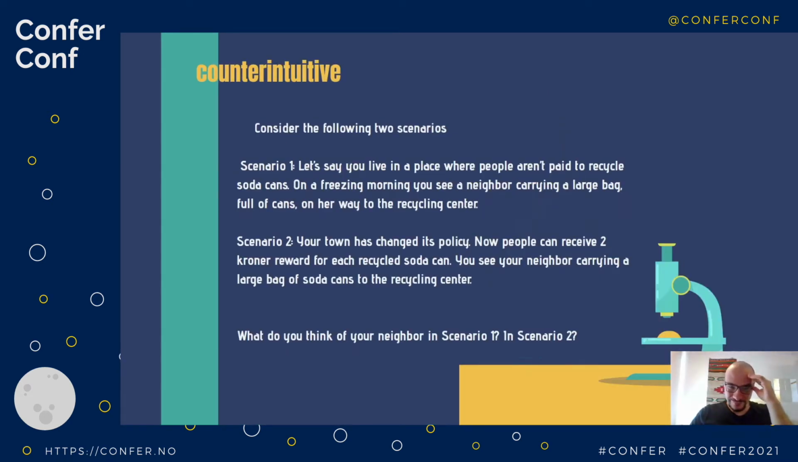So the implication of that is actually that there is a high possibility that the recycling rate in this city might go down after applying this rewarding policy for recycling.